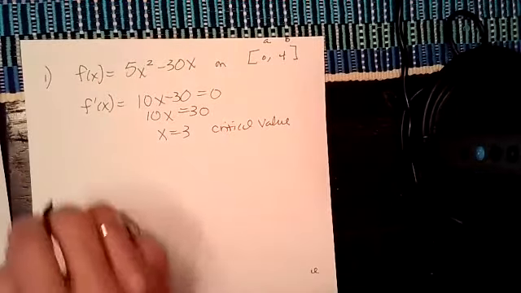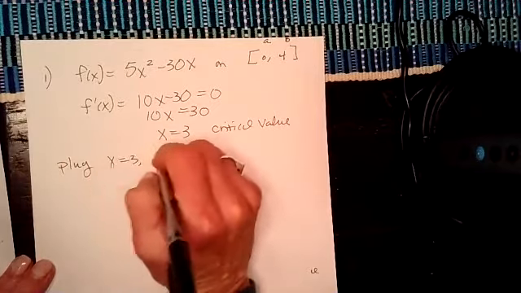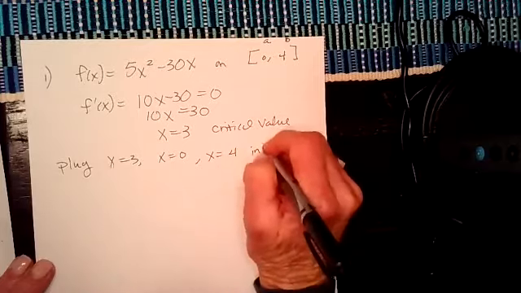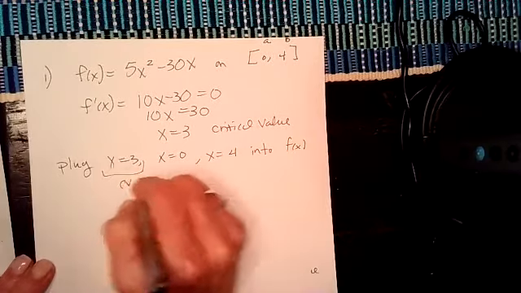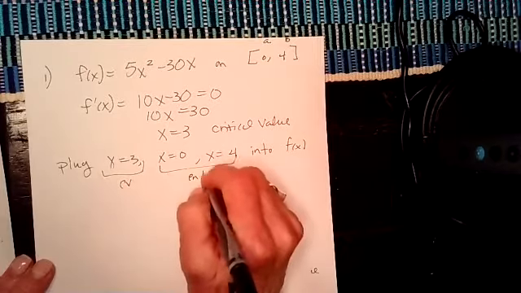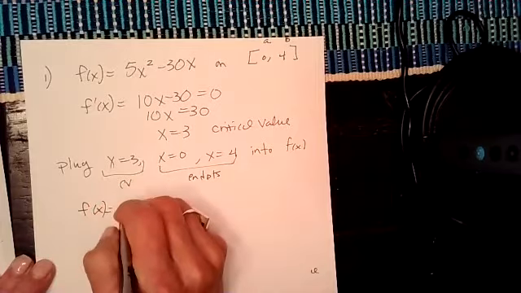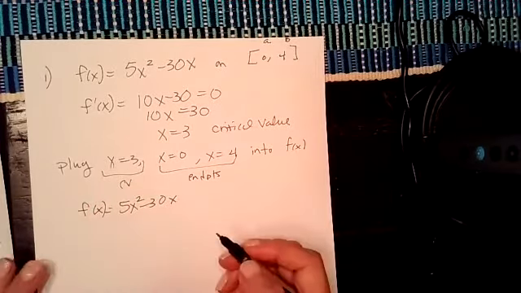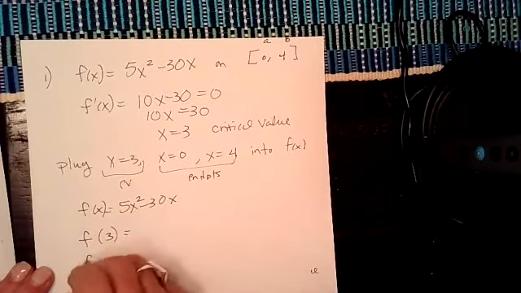Okay, so I'm going to plug x is equal to 3, x is equal to 0, and x is equal to 4 into the original function f of x. This is my critical value, and these are my endpoints. So what is my original function? 5x squared minus 30x. So I'm going to find f of 3, f of 0, and f of 4.